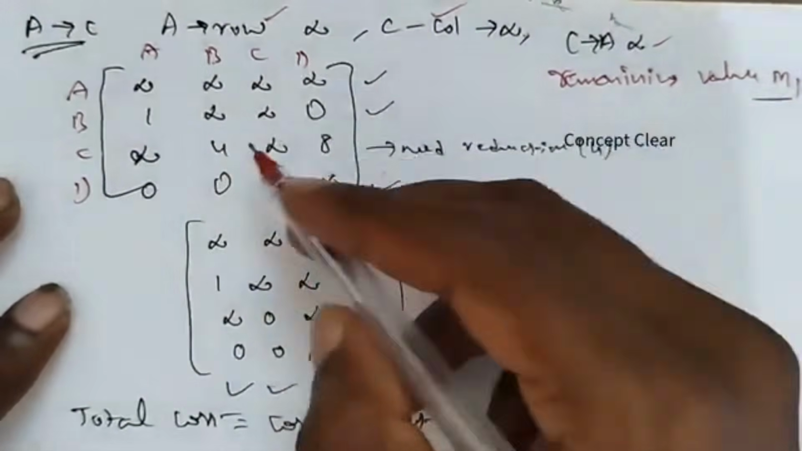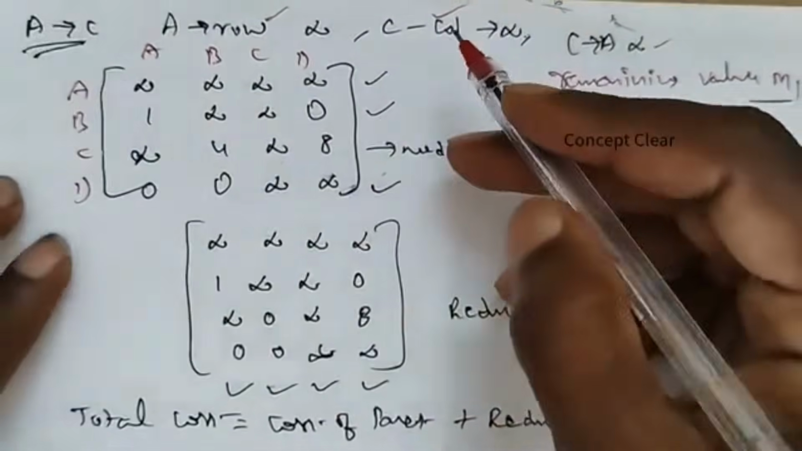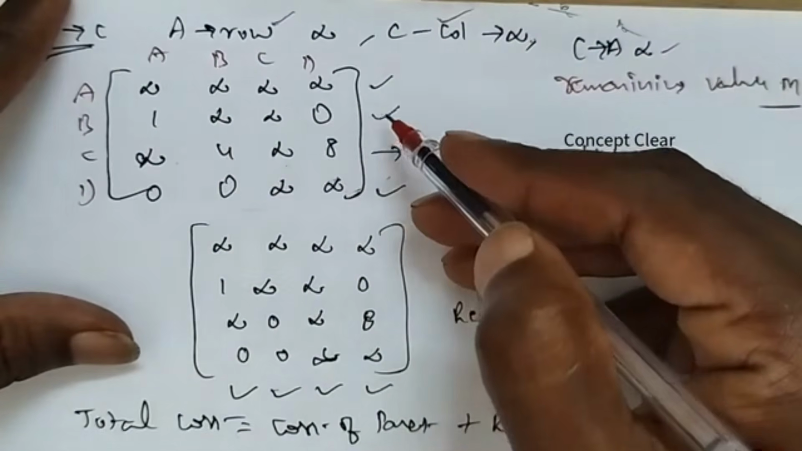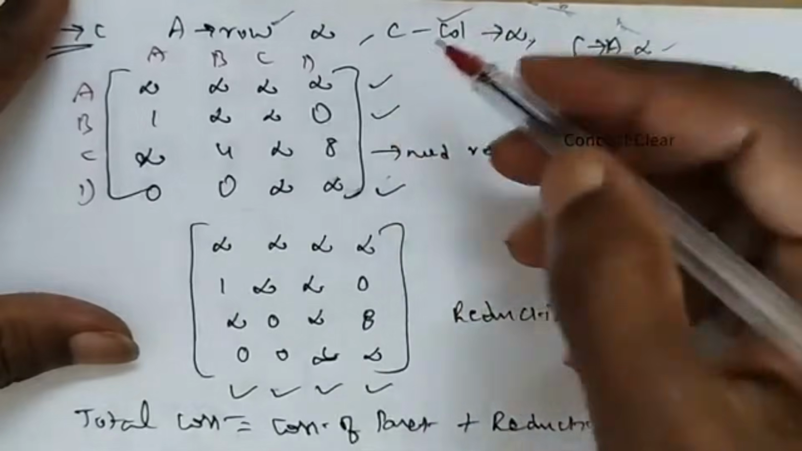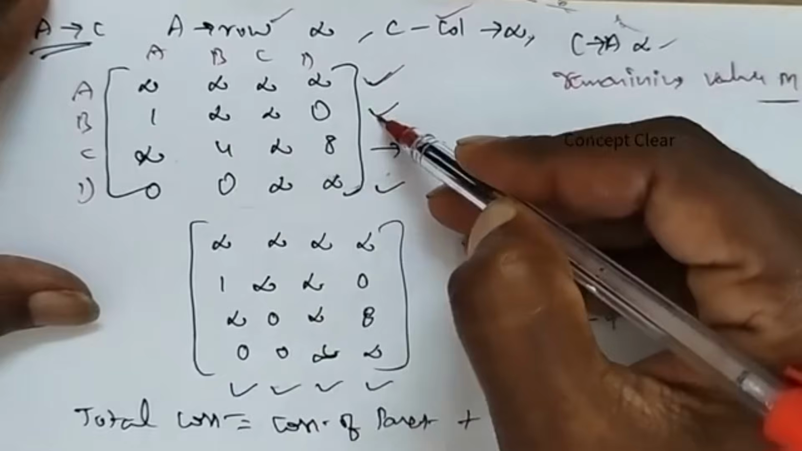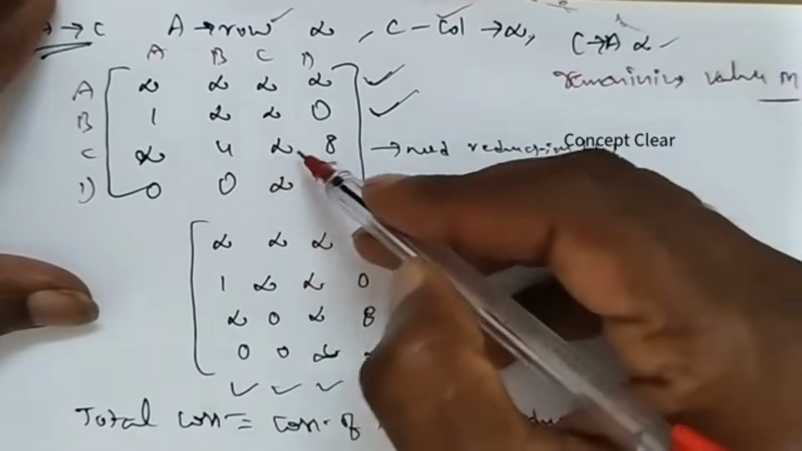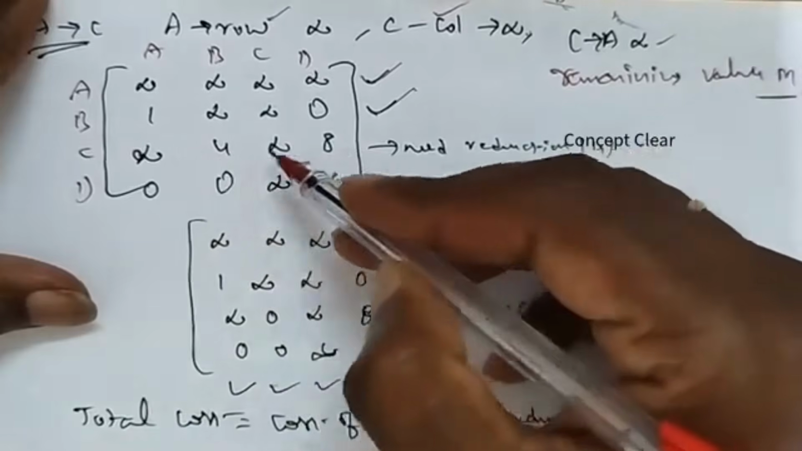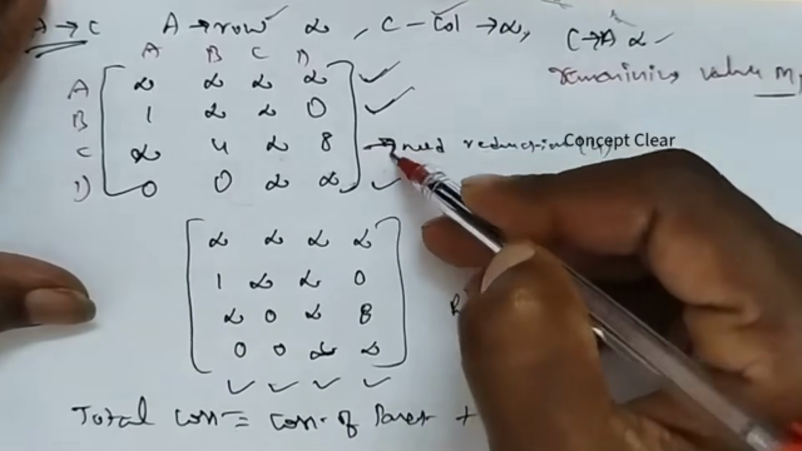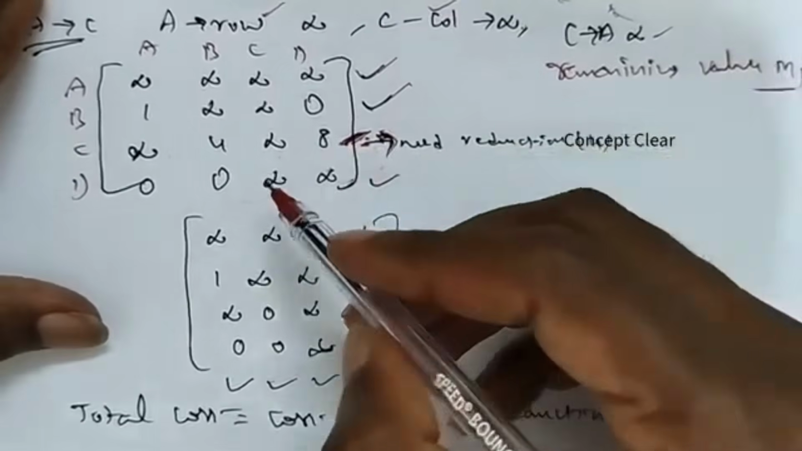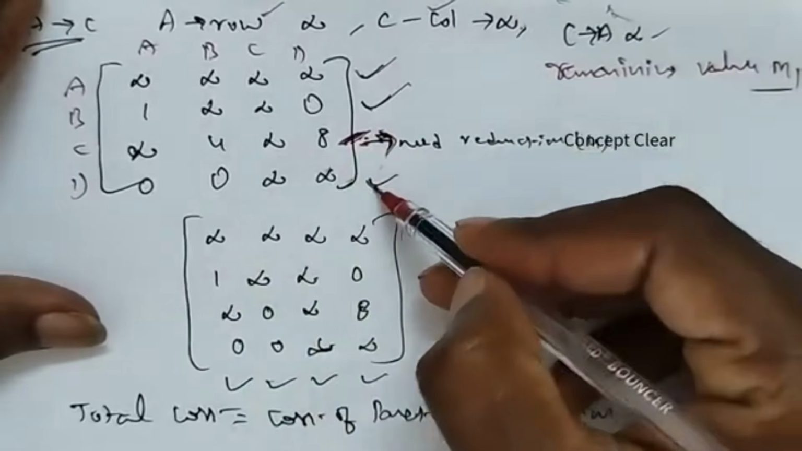Okay, after taking these values, I have to check two conditions. The entire row should be infinity or any value should be 0. Then there is no reduction. Here all infinities, there is no reduction. Here 0 is available, so no reduction. Here there are no all infinities, and also there is no 0 value. So we have to perform reduction here. Okay, what about the last column? Here 0 is available, so it is also valid.